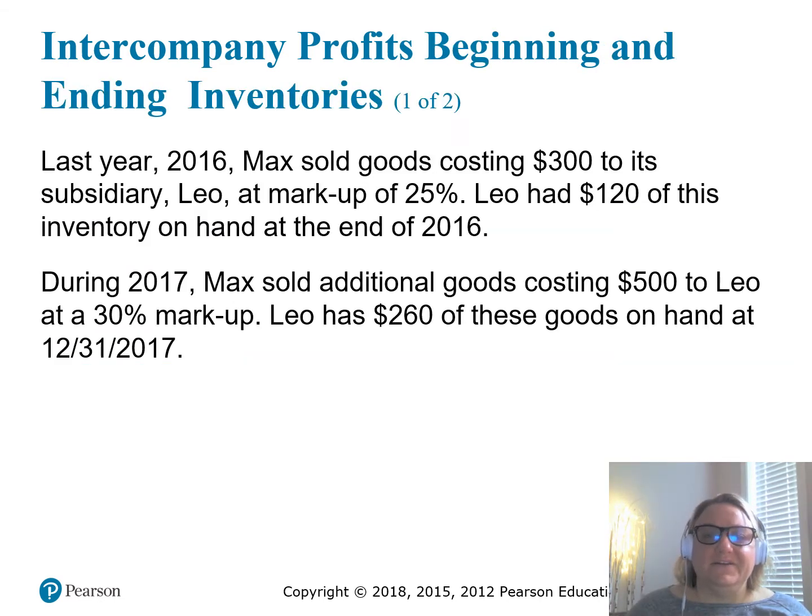So last year, Max sold goods costing 300 to its sub Leo at a markup of 25%. Leo had 120 of this inventory on hand at the end of 2016. During 2017, Max sold additional goods costing 500 to Leo at a 30% markup. Leo had 260 of these goods on hand at the end of the year.